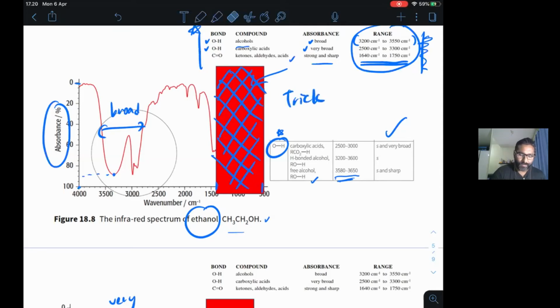I'll just erase over here. The trick is quite simple. If you see any compound around this range, 3,200 to 3,550, and they have this structure, now if I rotate this, it will look like something like this.